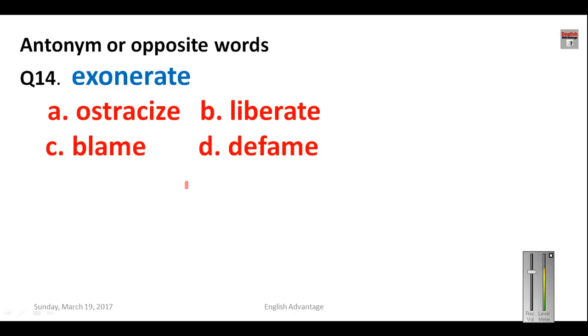Question number 14. Exonerate. Exonerate means to acquit somebody or to free somebody from the charges. Okay, so here your options are ostracize, blame, liberate, and defame. Please pick out your answer. Exonerate. The correct antonym of exonerate will be blame.